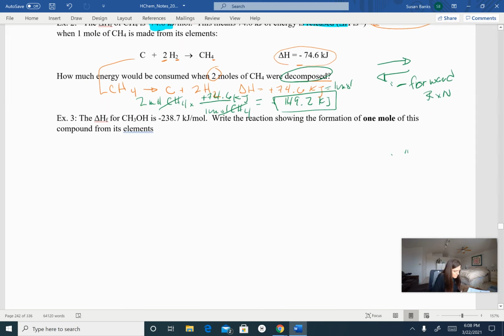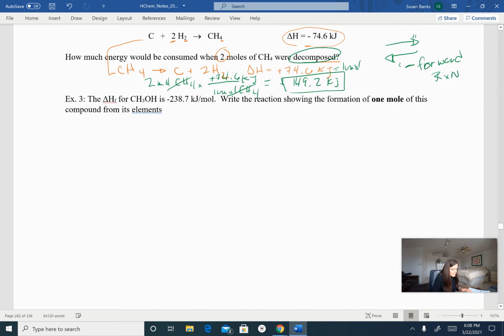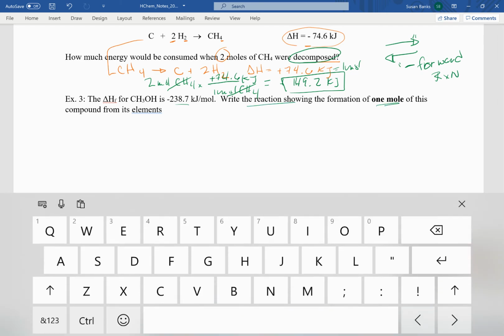Okay, so I want to look for the delta H of formation for methanol. It is negative 238.7 kilojoules. I want to write the reaction showing the formation of 1 mole.